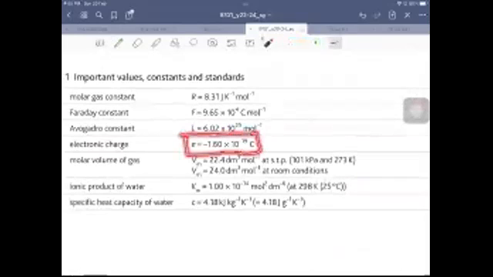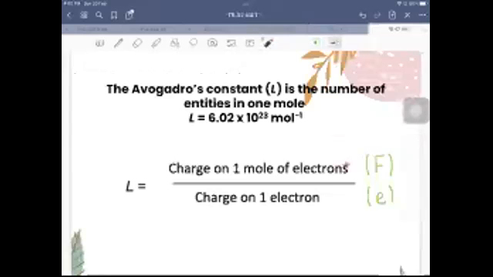Now be careful, there is a negative charge. In calculation, you will leave out that negative charge because otherwise your answer would be a negative answer. Can you just imagine putting in charge on 1 mole of electrons as 96,500 and you divide by negative 1.6 times 10 to the power of minus 19, you would get a negative Avogadro's constant, which is not correct, okay? So this is in fact just a rearrangement of our F equals to L e expression that we have covered last lesson, okay?